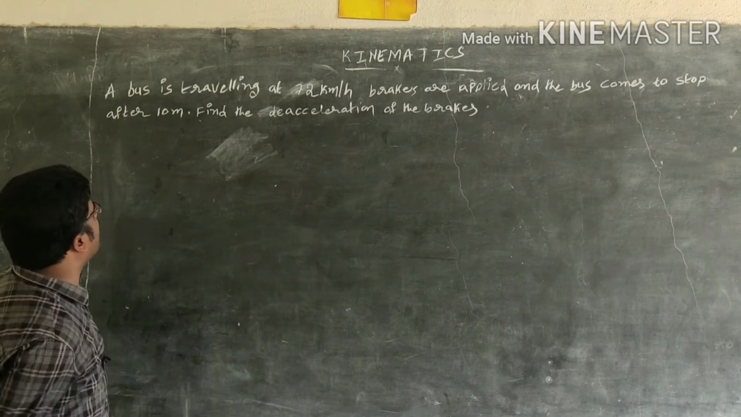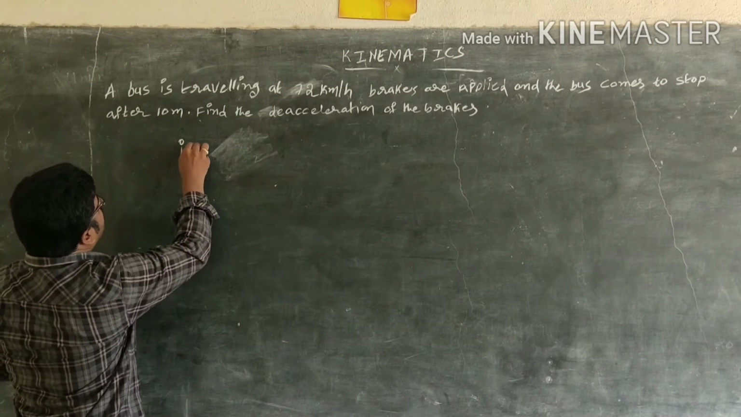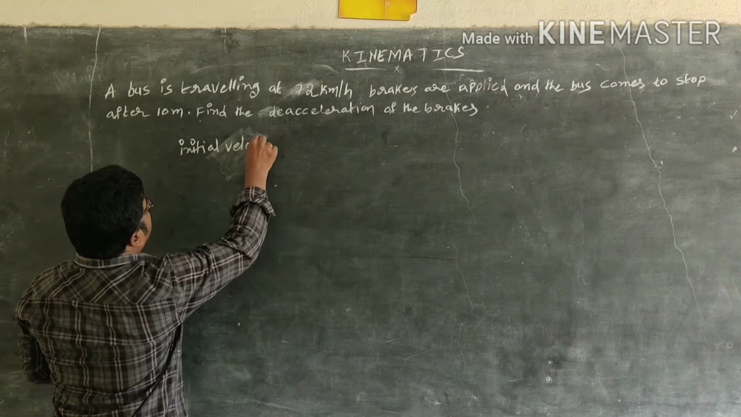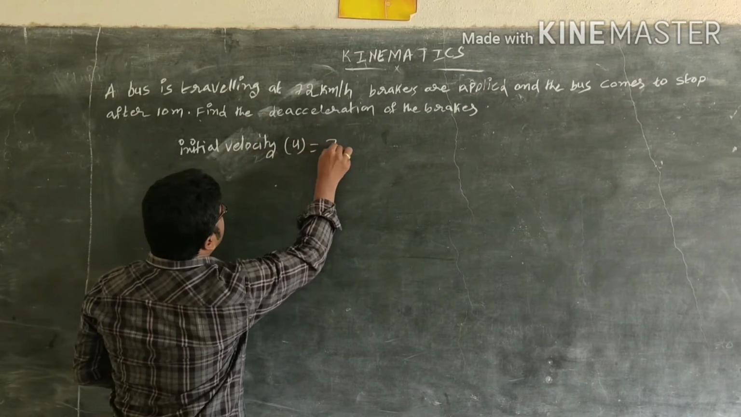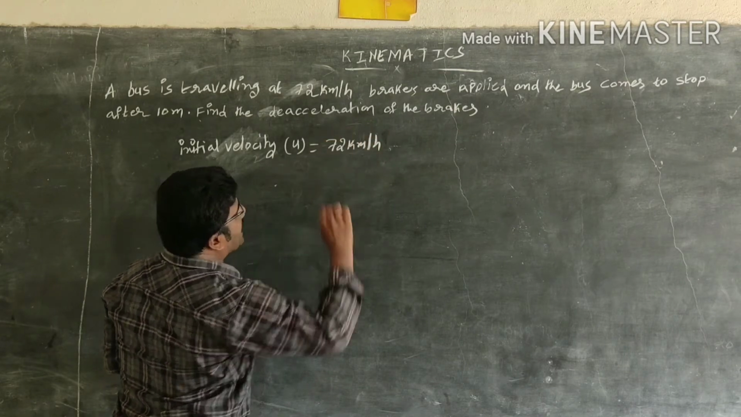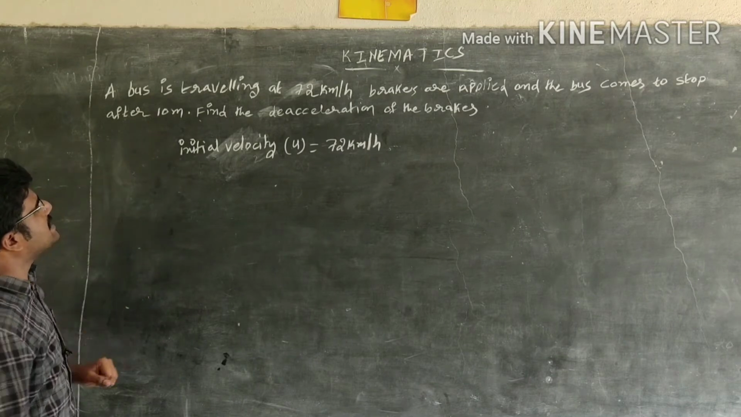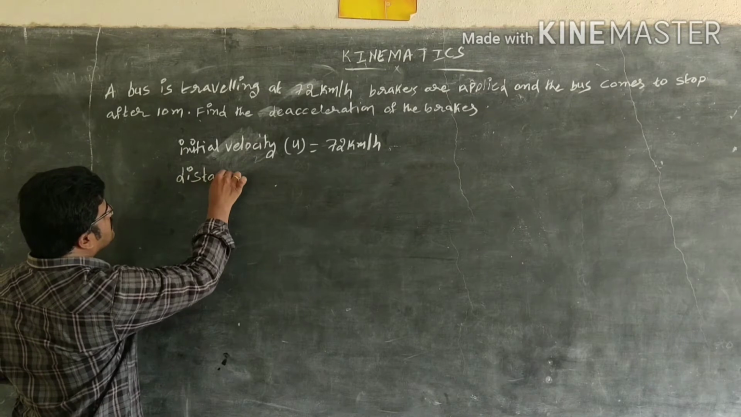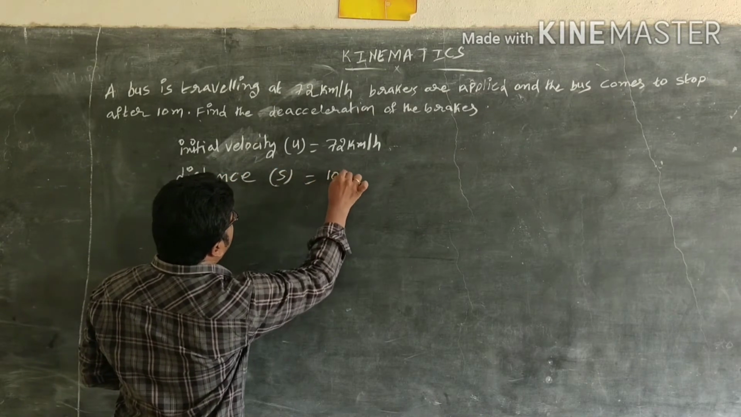So what are the given values? Initial velocity is given. Initial velocity, that is u, is given as 72 kilometer per hour. This is initial velocity. Next, distance is given, 10 meters. Distance, S equal to 10 meter.